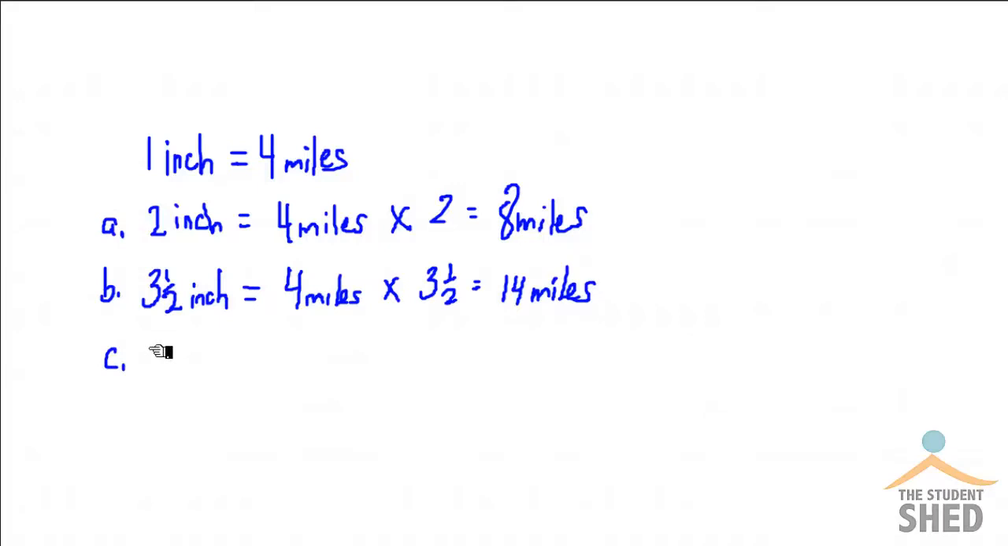And C says, what if the length on the map is 1.25 inches? Well, then we calculate that by saying 4 miles times 1.25, or if you're putting it on your calculator, you would say 4 times 1.25, and you would get 5 miles. Okay, so those would be the answers for that one.